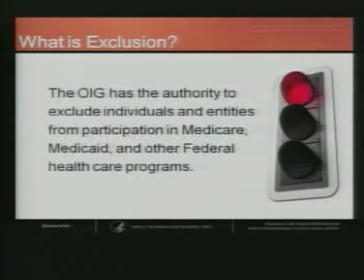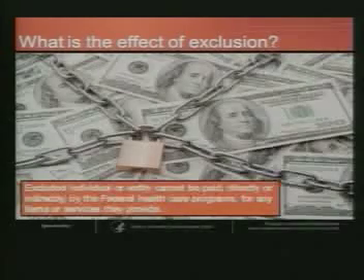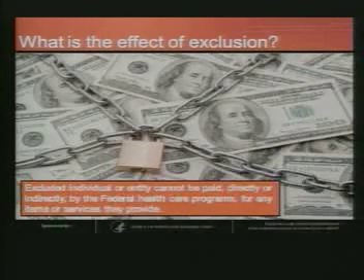What is exclusion? As Meredith and Tony have mentioned this morning, the OIG has the authority to exclude individuals and entities from participation in Medicare, Medicaid, and other federal health care programs. But what does this mean? What is the practical effect of actually being excluded? Well, the practical effect of exclusion is that no program payment may be made for any items or services furnished, ordered, or prescribed by an excluded individual or entity.